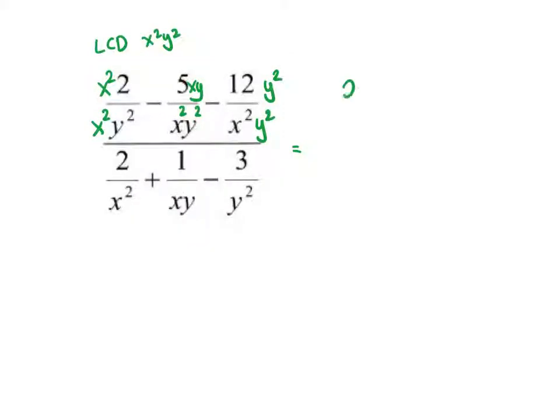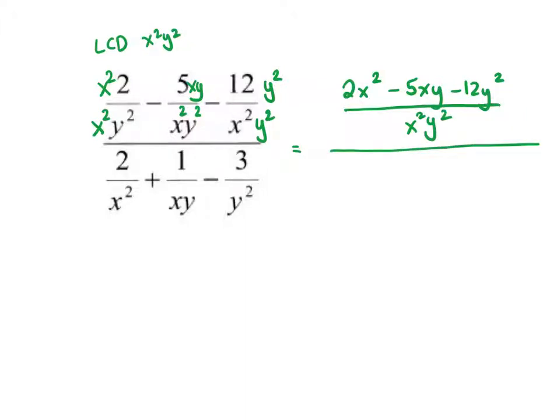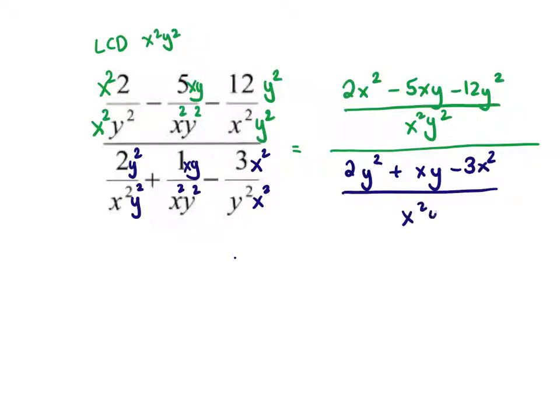So if I rewrite this, it's going to be 2x squared minus 5xy minus 12y squared, all over x squared y squared. Now for the denominator, you're going to have the same LCD. That does not have to happen. You can have different LCDs. In this case, we get the same one. So we'll do y squared, y squared. We'll need another x and another y, so xy. And here we need the x squared, so I'll put an x squared. So this one's going to turn out to be 2y squared plus xy minus 3x squared, all over x squared y squared.